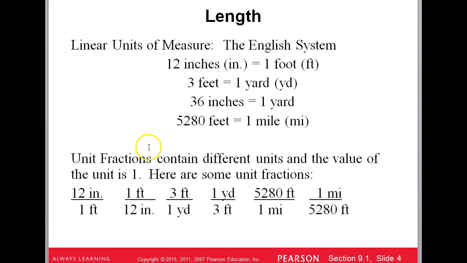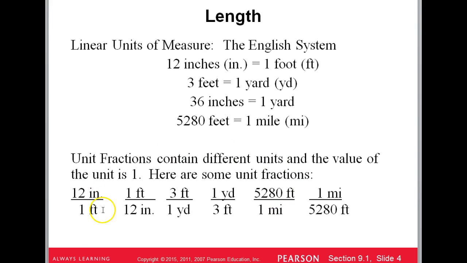These down here are fractions. They're called unit fractions. The reason why they're called that is they have a value of 1. 12 inches is a foot, and when you divide something by the same thing, you get 1. So 12 inches divided by 1 foot is 1. 1 foot divided by 12 inches is 1. 5,280 feet divided by a mile is 1.